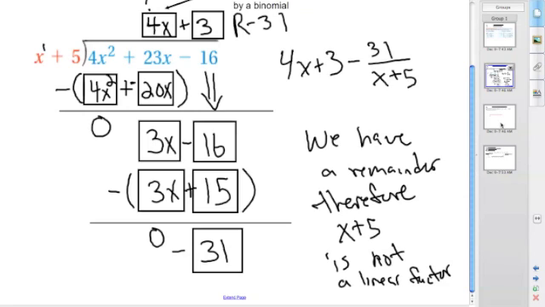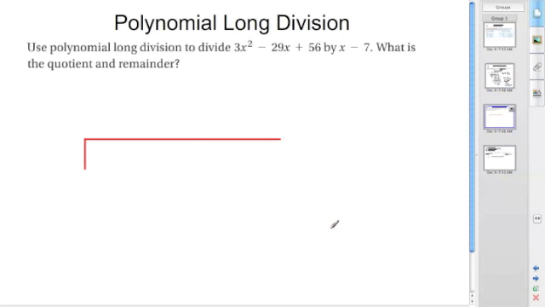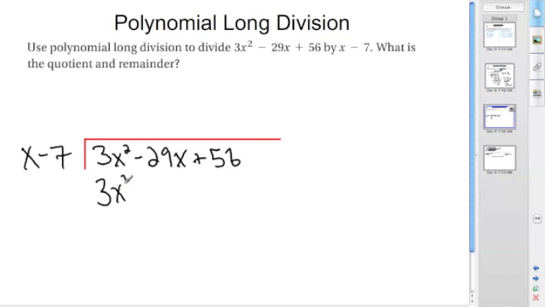Let's go on to example 2. How many times does x minus 7 go into 3x squared minus 29x plus 56? So let's find out. We have x minus 7 and 3x squared minus 29x plus 56. Since we're dividing by two terms, we're going to start above the 29x. This has to be 3x squared.